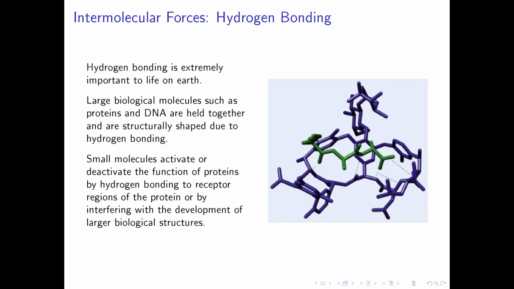Additionally, small molecules activate or deactivate the function of proteins by hydrogen bonding to receptor regions of the protein, or by interfering with the development of larger biological structures. The purple molecule to the right is the antibiotic vancomycin. In this particular image, it is hydrogen bonded to a short peptide, the green molecule. This peptide is the precursor to a bacterial cell wall. By hydrogen bonding to this small peptide, the vancomycin has prevented the bacteria from building its cell wall and therefore is unable to propagate itself in the human body.